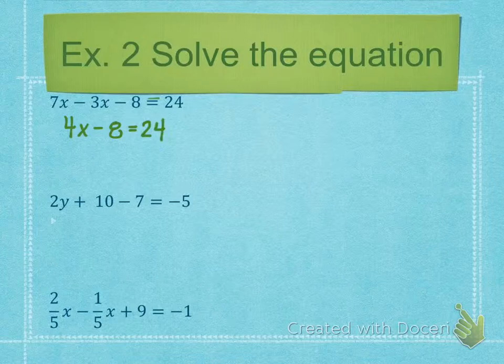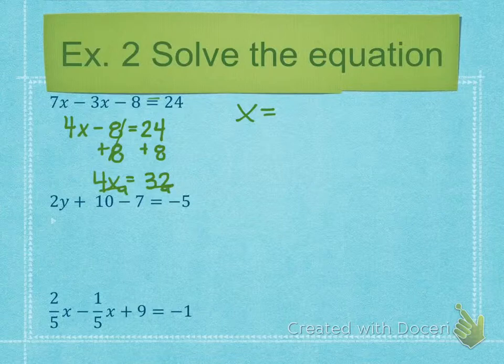Now what would I do, Anna? You would add 8 to negative 8 and 24. Very good. Add 8 to both sides, and I get 4x is equal to 32. Now what would I do, Megan? Divide by 4, and I get x is equal to 8. Perfect.